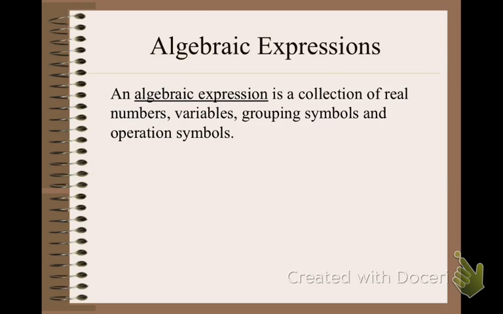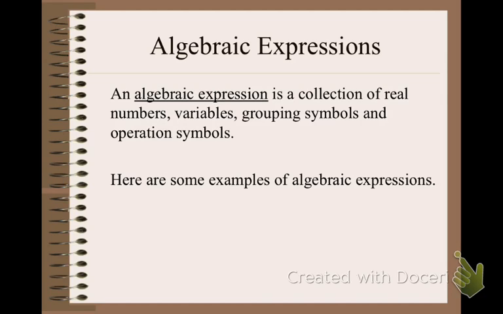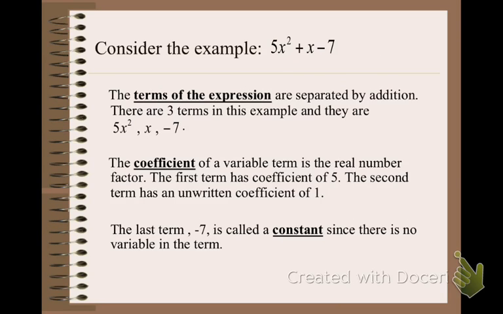An algebraic expression is a collection of real numbers, variables, grouping symbols, and operation symbols. Here are some examples. The terms of the expression are separated by addition. There are three terms in this example, and they are 5x squared, x, and a negative 7. Remember we said that the operation in front of the number, variable, or term is the sign of that term.